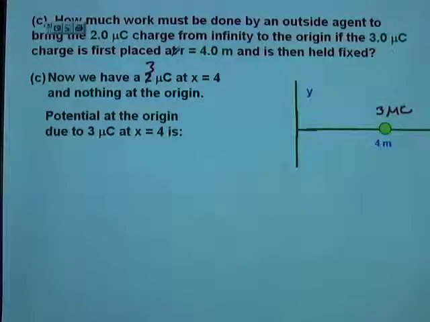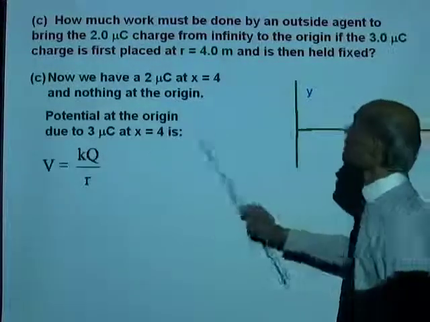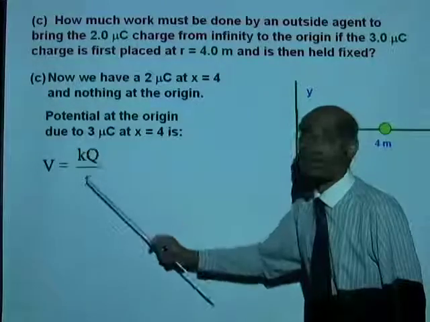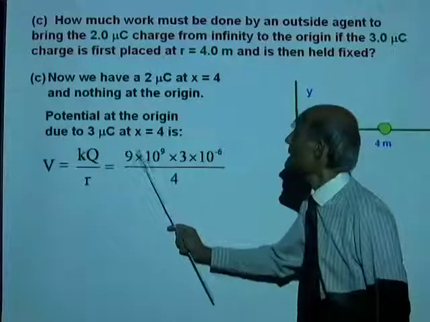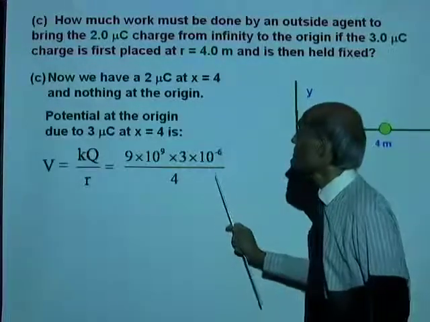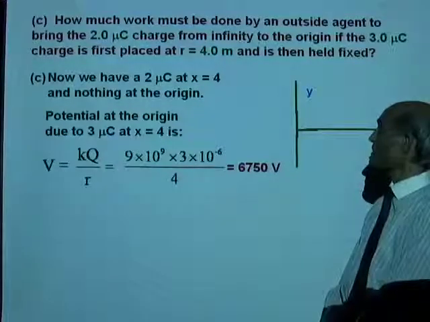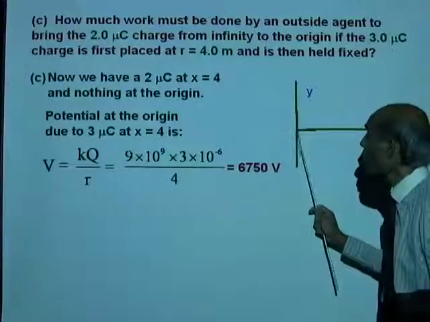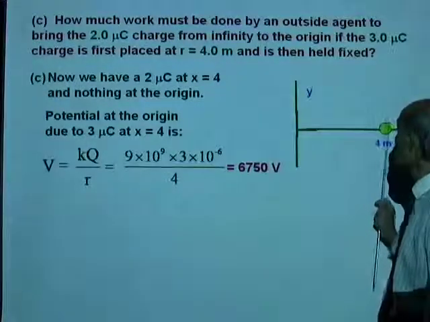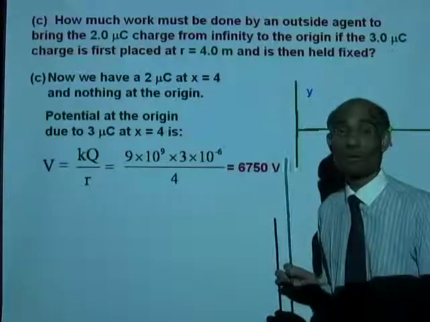V equal to KQ over R, where Q is now 3 microcoulomb, R is 4 meter. That will be K times Q, 3 microcoulomb divided by 4. That is 6,750 volt. The potential at the origin due to this 3 microcoulomb is 6,750 volt. What does that mean?